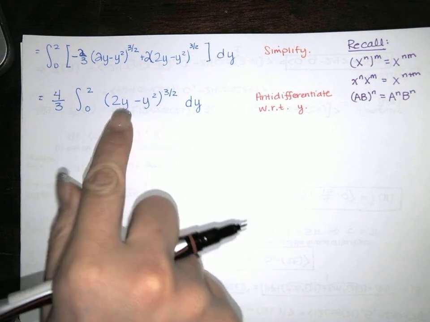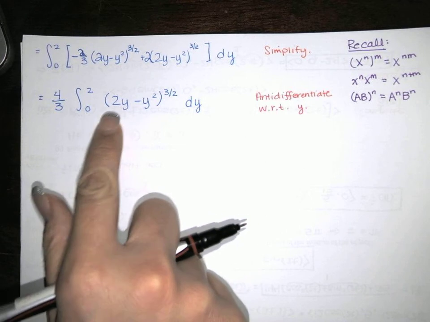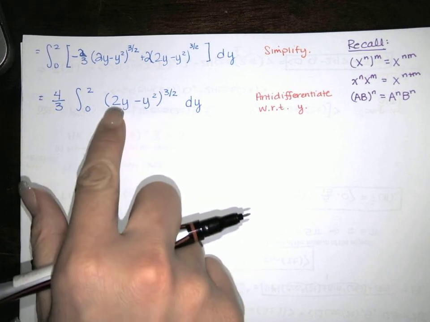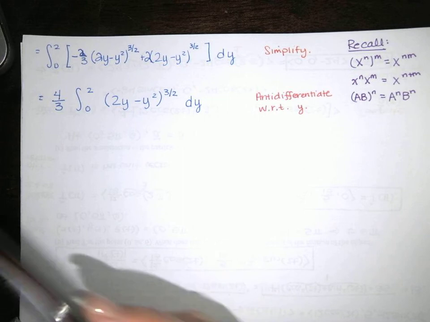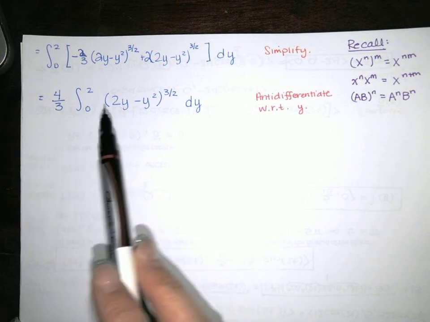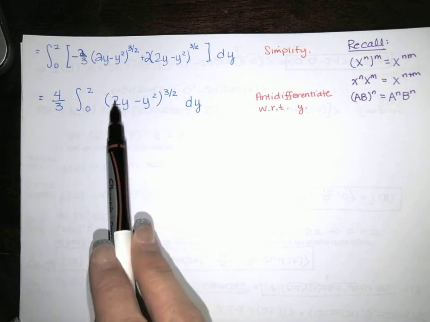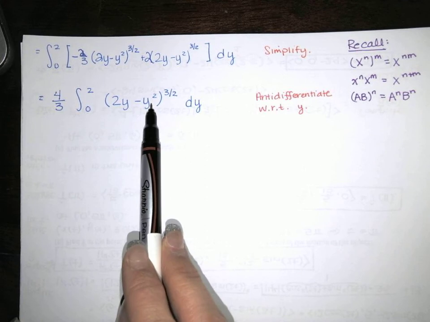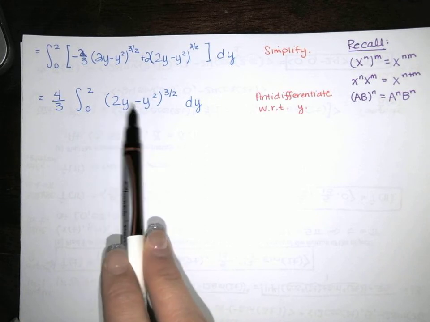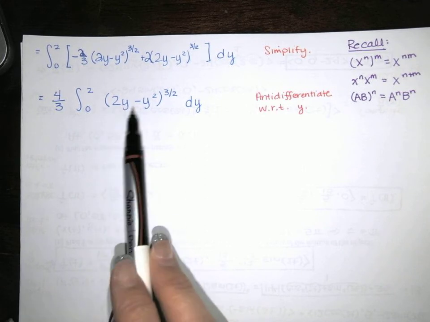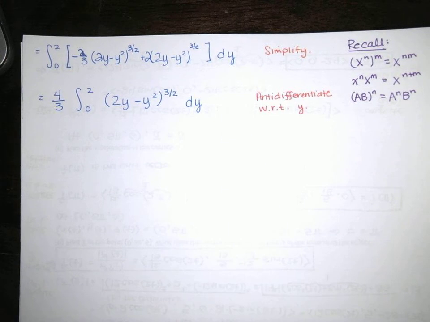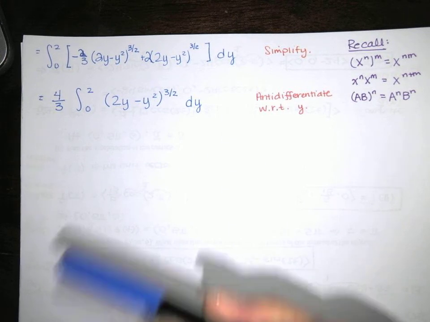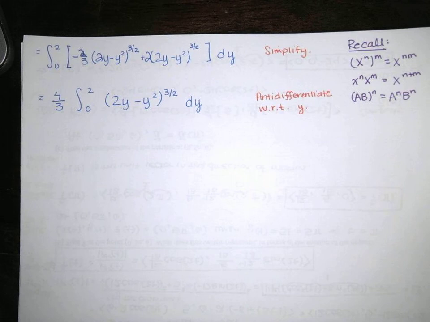But I remember this was part of a circle from before. I think I can complete the square on this. Now remember back in Calculus 2, we said if you have a squared term and a constant times the same variable, so like we have the y squared and the 2y, sometimes we can complete the square and then use a basic rule to integrate. So let's complete the square on that 2y minus y squared.